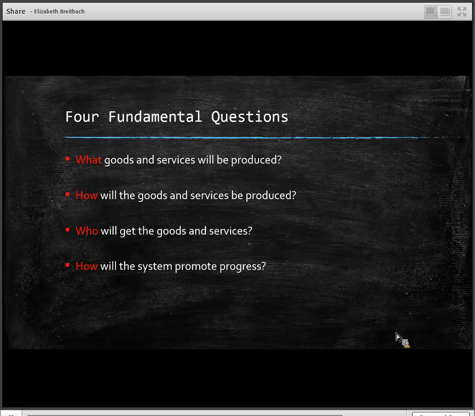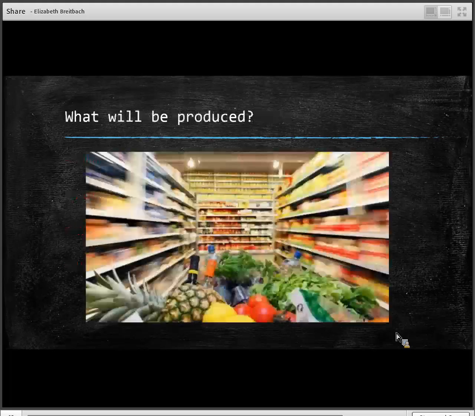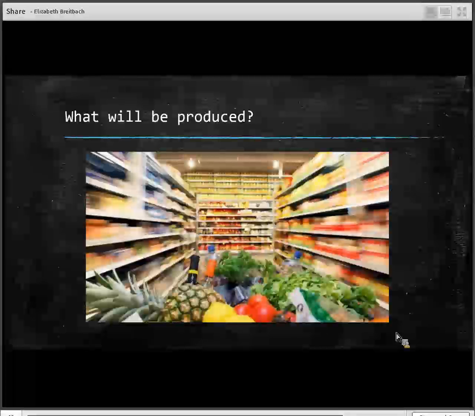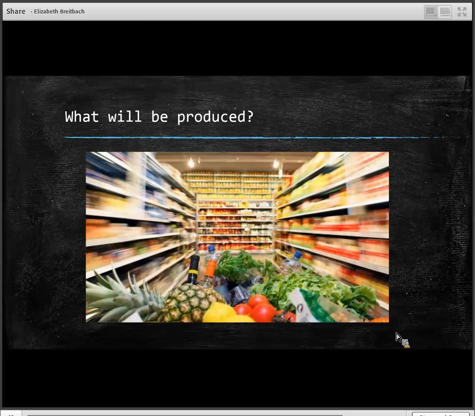All right, but let's think about these 4 questions in terms of the market system. That's going to provide us with a little bit more context into, as we move forward, how we're thinking about supply and demand and all of the other pieces of the economics puzzle. All right, so first, what will be produced? So we're walking down the grocery aisle and there are tons of different goods and services available to us. We can think about Walmart and all the different goods that are produced. So what will be produced?